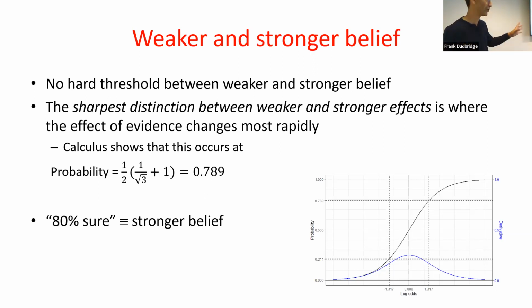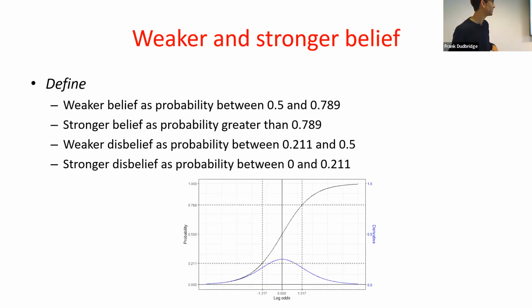So it's not a hard threshold, but note that I say weaker and stronger, and not weak and strong. If I want to say where things become stronger and where they become weaker, then I'm saying about 80% belief is there. So we can now define weaker beliefs and stronger beliefs by this range here, and similarly weaker disbelief. So probability is below 1/2. That's this range of the graph here. Okay, so these are definitions.